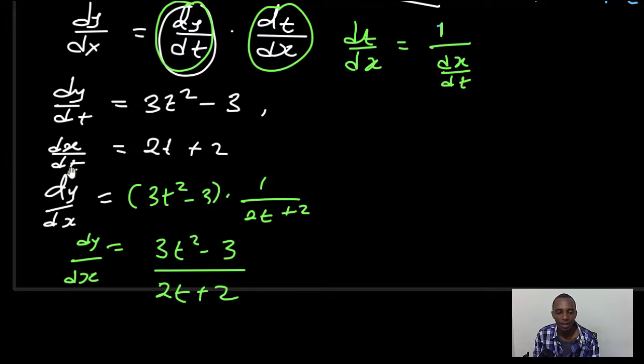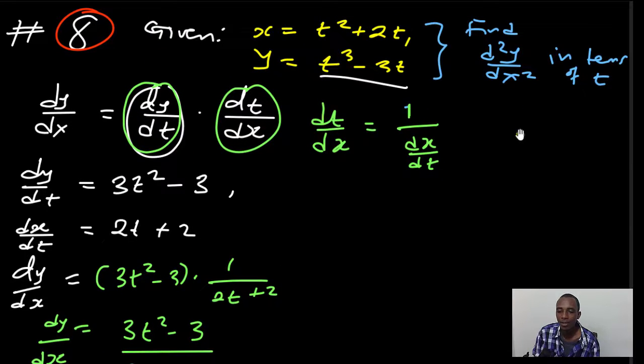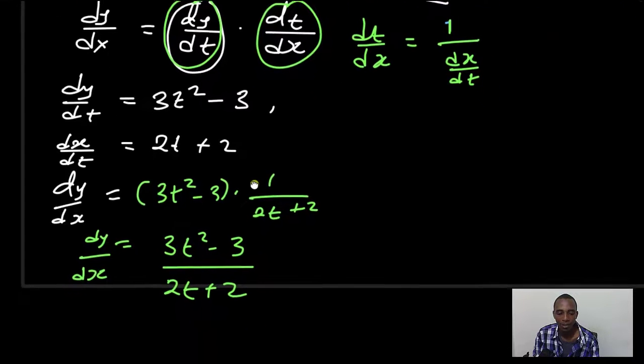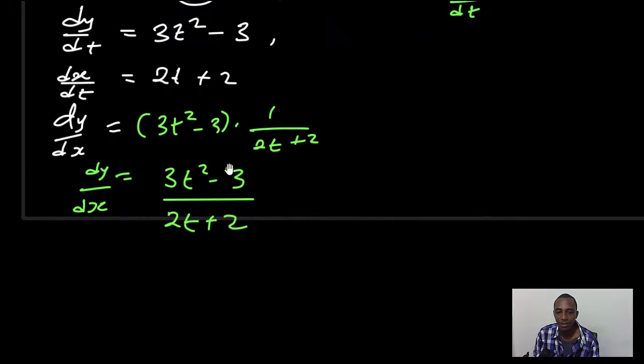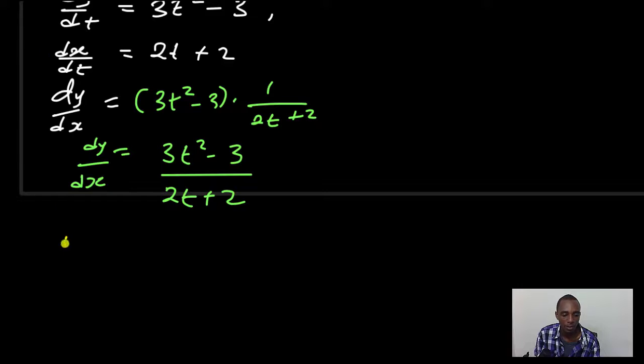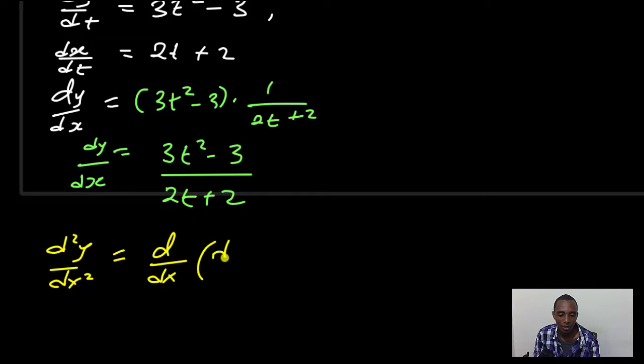We are already there, but the question wants us to find the second derivative, and in terms of t. Okay, so let's go ahead and find the second derivative here. This is a little bit trickier. To find the second derivative, by definition, the second derivative is the derivative of the first derivative, okay? And we're getting the second derivative with respect to x, so we have to take the derivative of the first derivative with respect to x. Take note of that, okay?